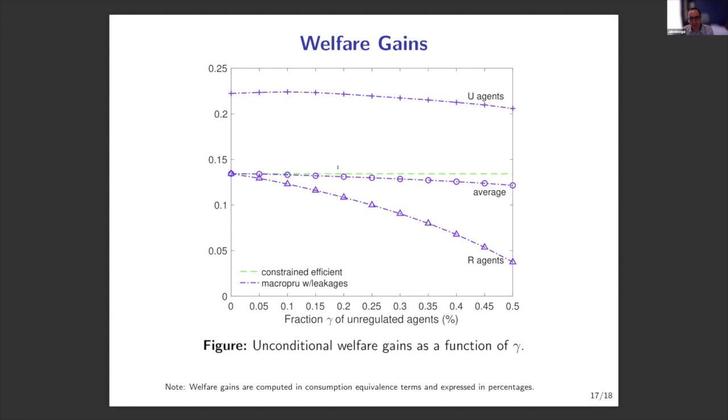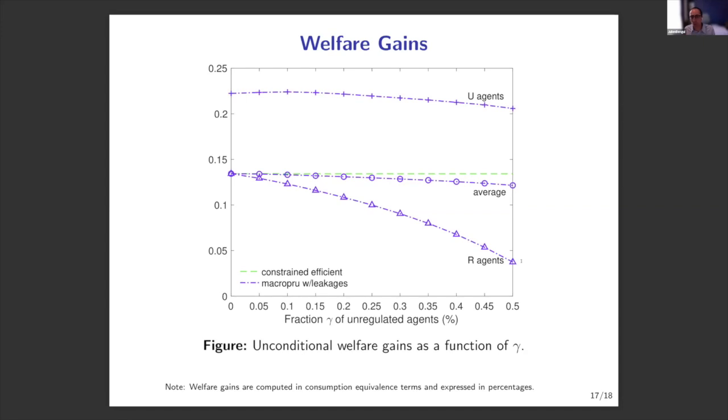One striking thing for us is that there are large disparities in how these welfare gains are distributed across agents. What's going on here is that when there are very few unregulated agents, that's where the unregulated agents gain the most. Then as their share grows, they still largely benefit from the intervention, but the welfare gains that accrue to the regulated agents go down, and actually go down pretty steeply. What we interpret this to mean is that there are probably some benefits of the intervention that are social in nature, in the sense that the intervention that the planner imposes on regulated agents is going to benefit everyone in the economy.